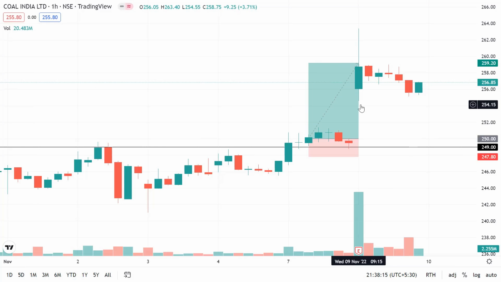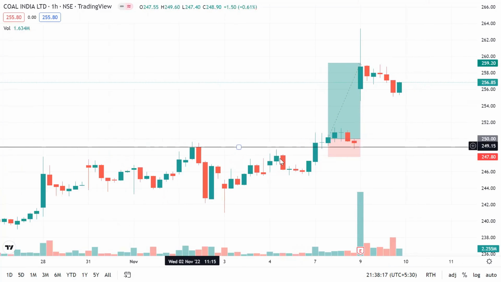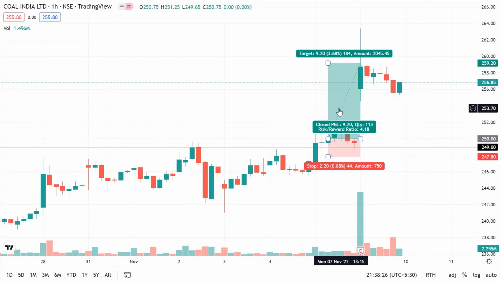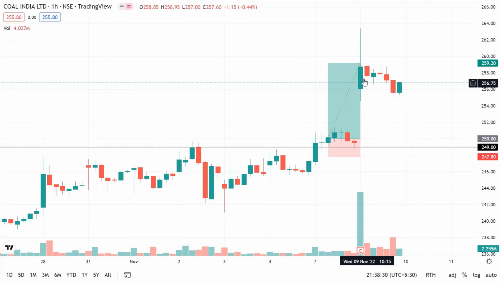So this is how I took this trade. This is the resistance level. This is the breakout. I took this trade at this point. I had my stop loss, as I told you, below this resistance level. And then I held it for one day, and on the next day, I was able to book my profit on the first candle itself. So this is a trade which I had recently. It was a really good trade.